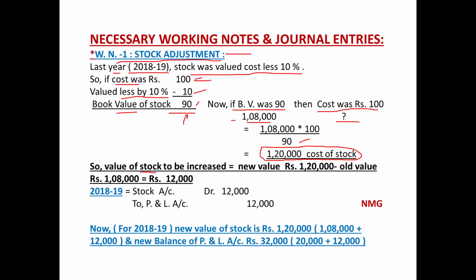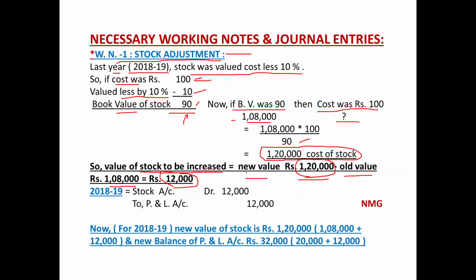So value of stock to be increased. New value as per our calculation rupees 1,20,000 minus old value given in the balance sheet rupees 1,08,000. That gives rupees 12,000. Valuation was made for rupees 1,08,000 cost less 10% price versus the original cost rupees 1,20,000. If you value the stock at its original cost price, it must be rupees 1,20,000.